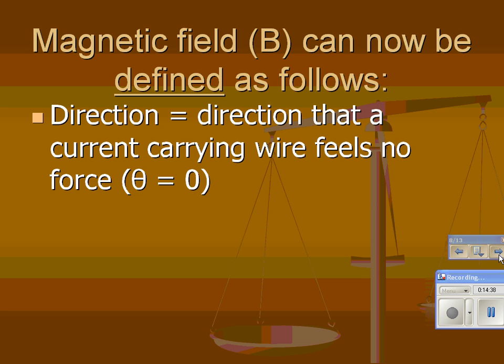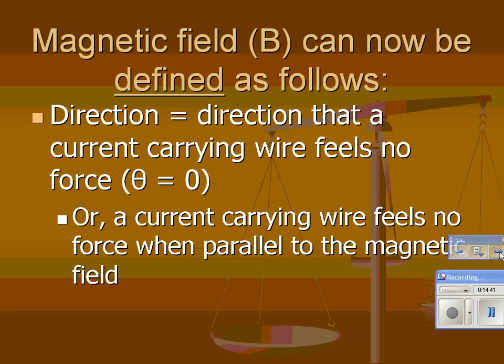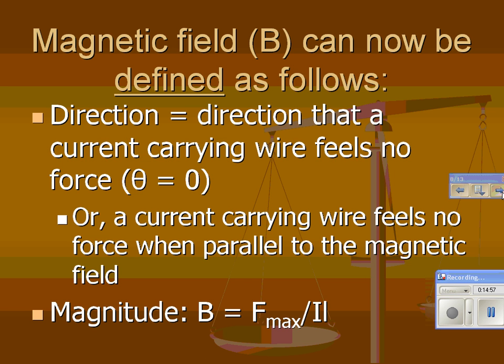Okay? Another way of saying that is a current carrying wire feels no force when it is parallel to the magnetic field. And now if I have a current carrying wire and I measure how much force that wire feels, it's basically telling me how strong that magnetic field is. It's another way of defining the strength of the magnetic field. It basically is F over IL. It's just a rearrangement of that equation where F equals BIL. When I arrange my wire so that it's feeling the maximum force, or in this case it's perpendicular to the field, if I divide it by the current through the wire times the length of the wire, that is another way of defining magnetic field strength.